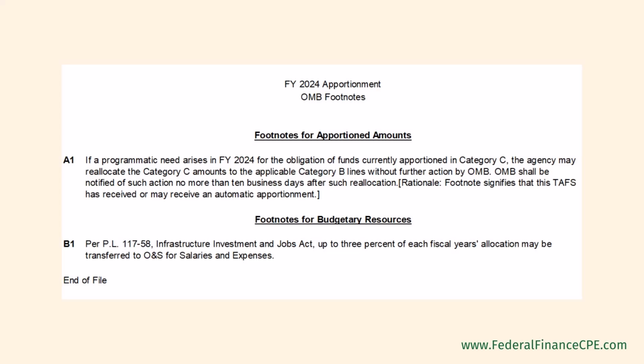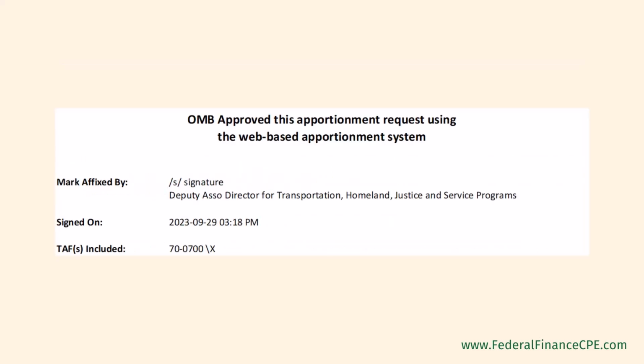Footnote B1 explains the anticipated non-expenditure transfers lines pursuant to Public Law 117-58, Infrastructure Investment and Jobs Act. Up to 3% of each fiscal year's allocation may be transferred to O&S for salaries and expenses. This shows how specific laws can authorize automatic transfers between accounts, in this case allowing up to 3% of infrastructure funds to cover salary and expenses for O&S. The approval page shows the signature of the Deputy Associate Director for Transportation, Homeland, Justice, and Service Programs, along with the approval date and the account included.